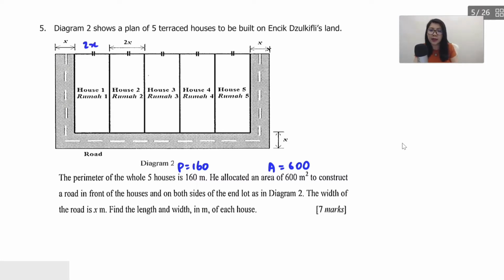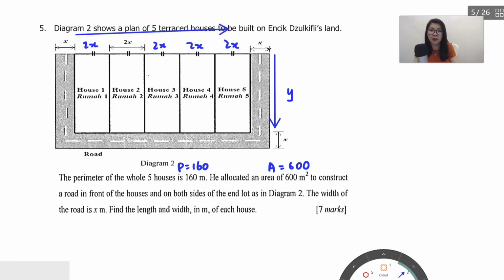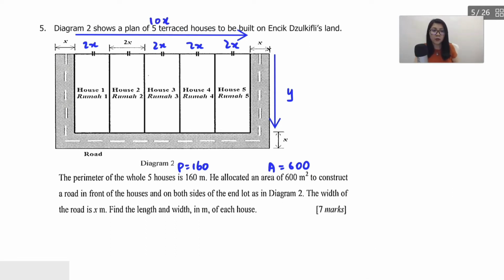Let's say this is 2x because all the same length, 2x, 2x. Let's say this will be y. Here to here is y, and then here to here will be 10x.